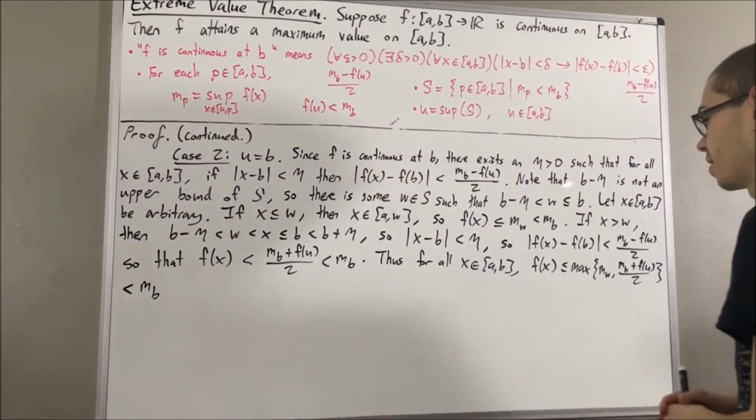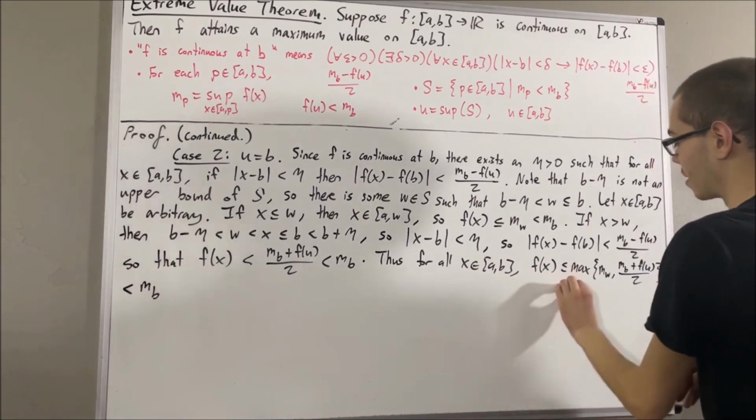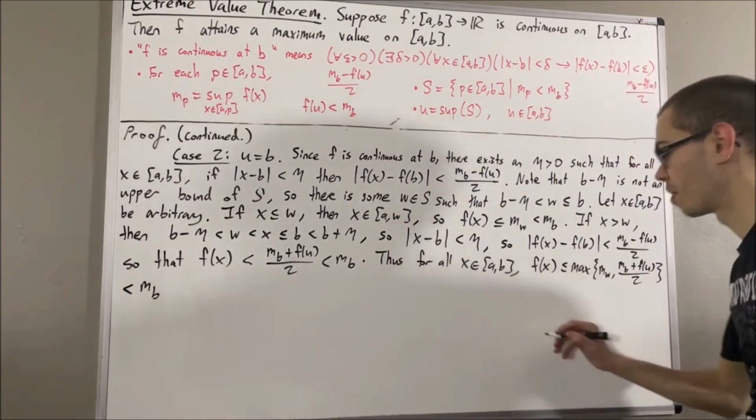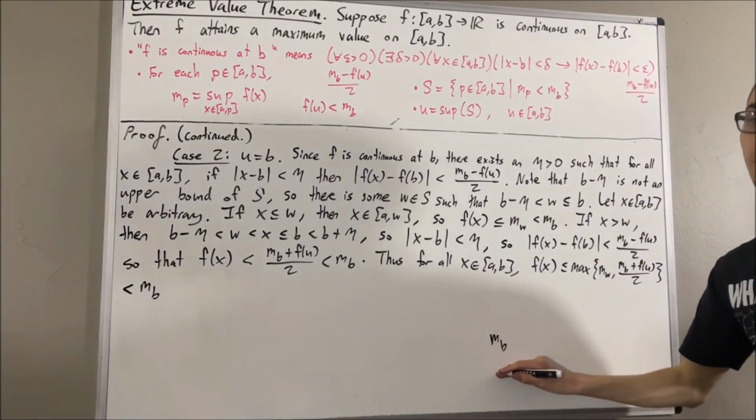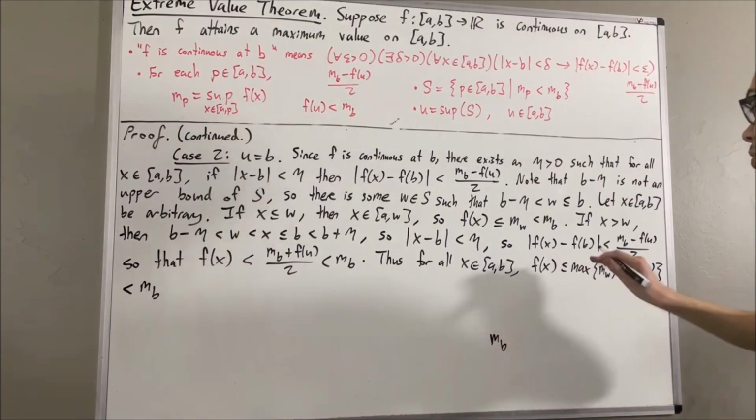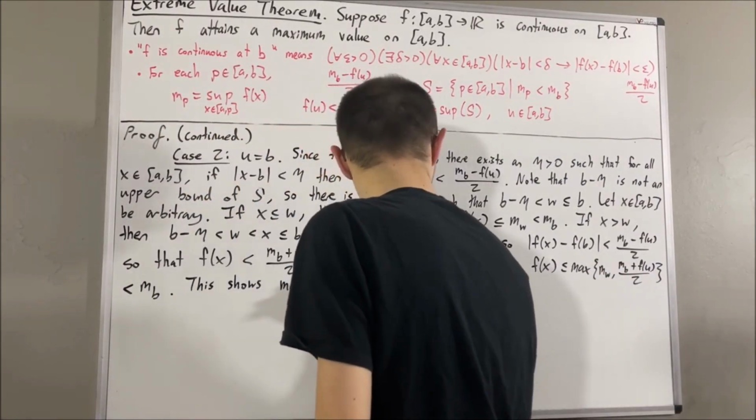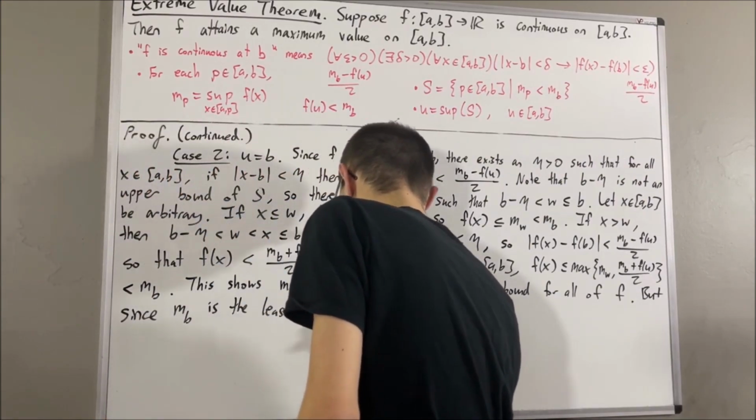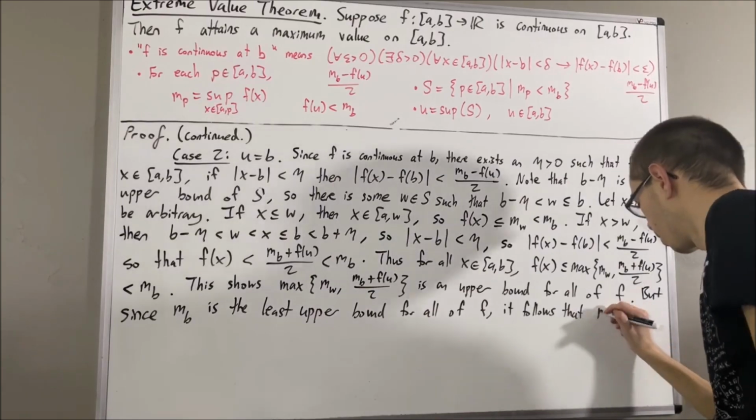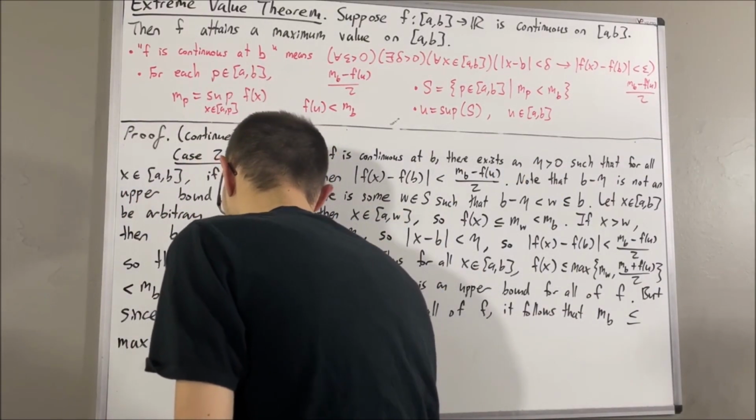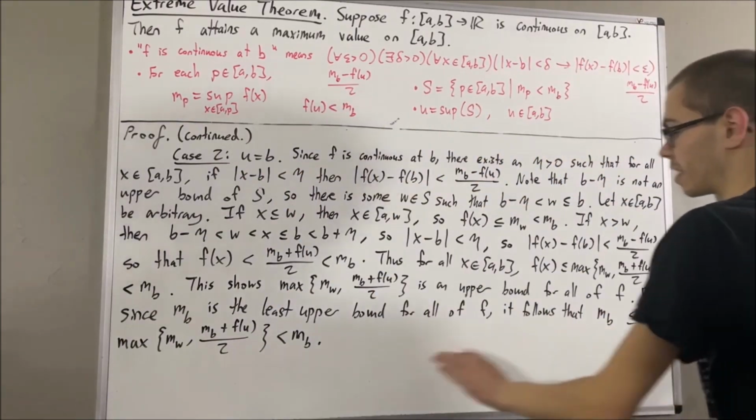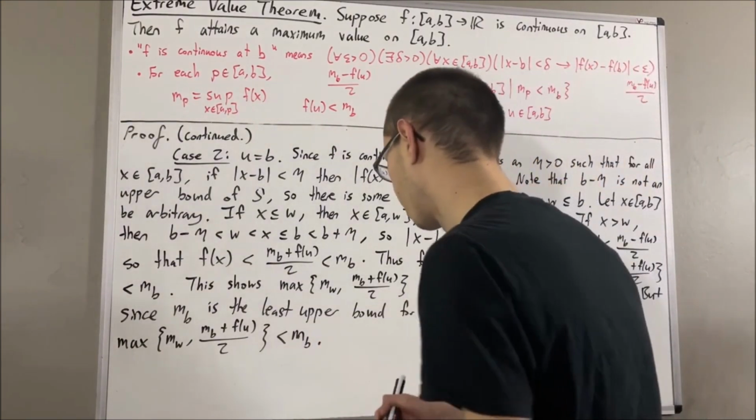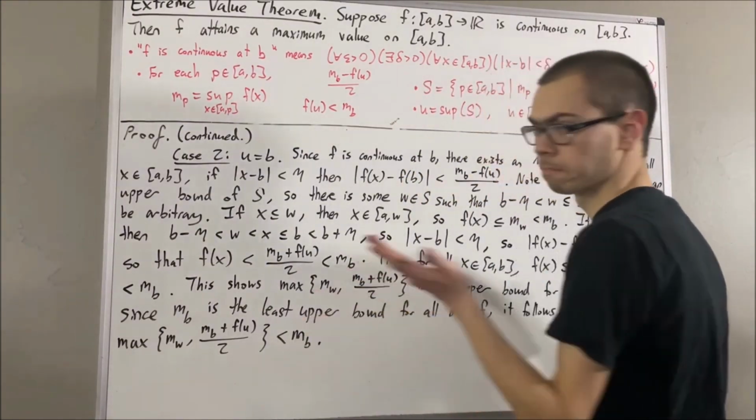And so, what does this tell us? Given any element x in [a, b], f of x is less than or equal to this quantity. So this quantity is an upper bound of the function f over its entire domain. Remember, m_b is the least upper bound of all of the output values of f. So m_b must be less than or equal to this upper bound. So we have m_b is less than m_b, which is absurd, right? So we've reached a contradiction.